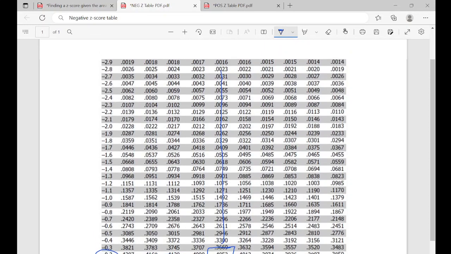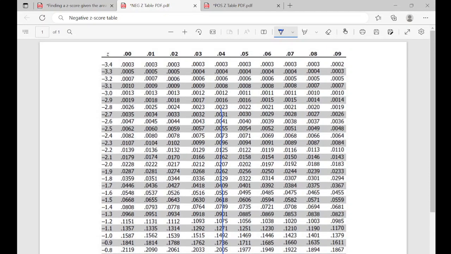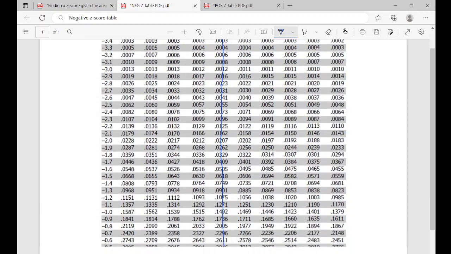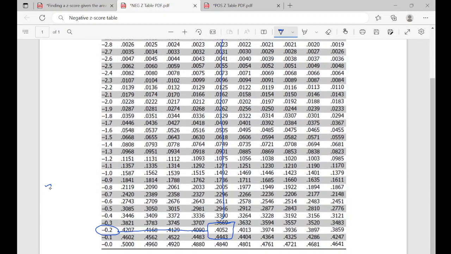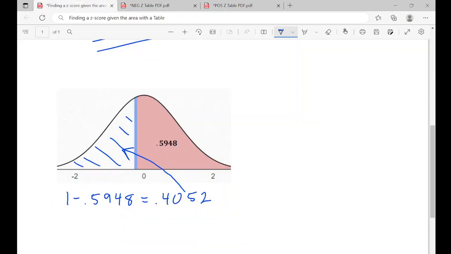and all the way back up here, 0.04. So negative 0.24. So the z-score for this is negative 0.24. So the z-score for our table here, z, is going to be equal to negative 0.24.